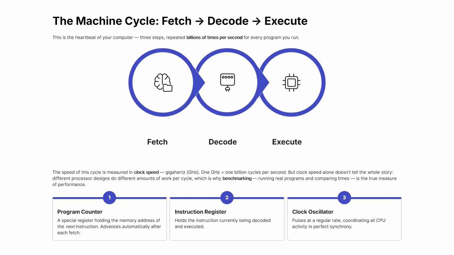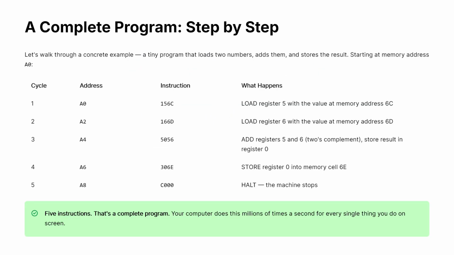But here's a nuance. Clock speed alone doesn't tell the whole story, because different processor designs do different amounts of work per cycle. That's why we use benchmarking, running the same real program on different machines and comparing how long it takes. Let me walk you through a concrete example of program execution, because it really clicks when you see it step by step. Say you've got a tiny program stored in memory starting at address A0. The program loads 2 numbers, adds them, and stores the result.